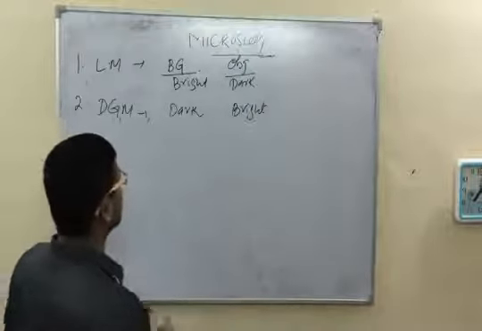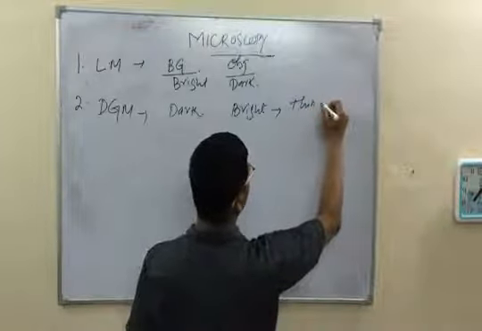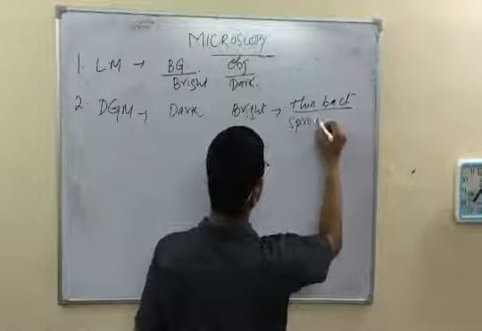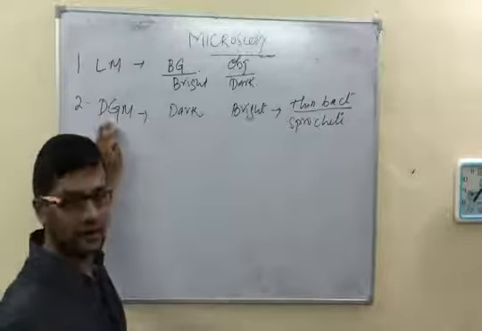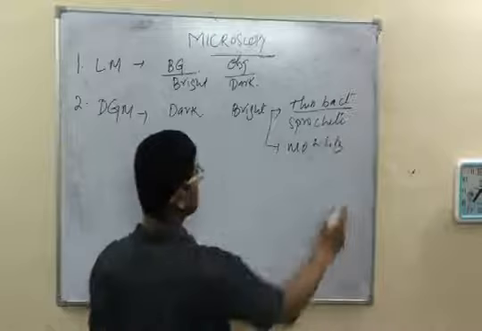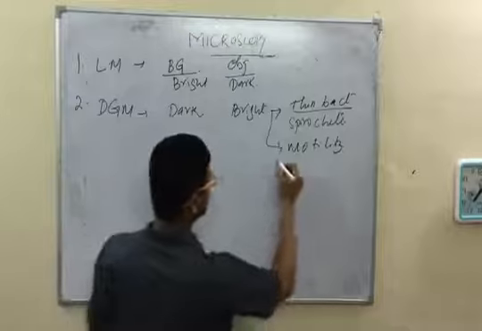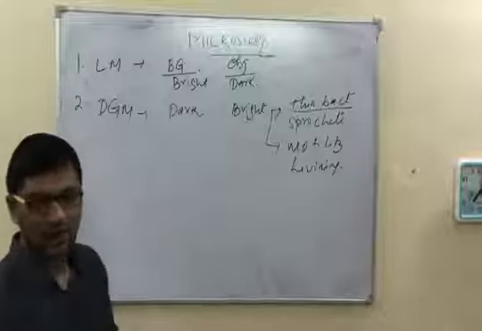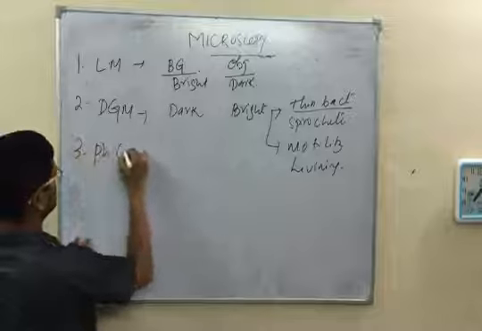And dark ground microscope has various applications. It is used to demonstrate the thinner bacteria, especially spirochetes, which are extremely thin and cannot be demonstrated by light microscope, but can be demonstrated by dark ground microscope. Bacterial motility and other important properties can also be demonstrated by dark ground microscope. Living structures, and they say that the living bacteria can be demonstrated, in contrast to staining, which will kill the bacteria.